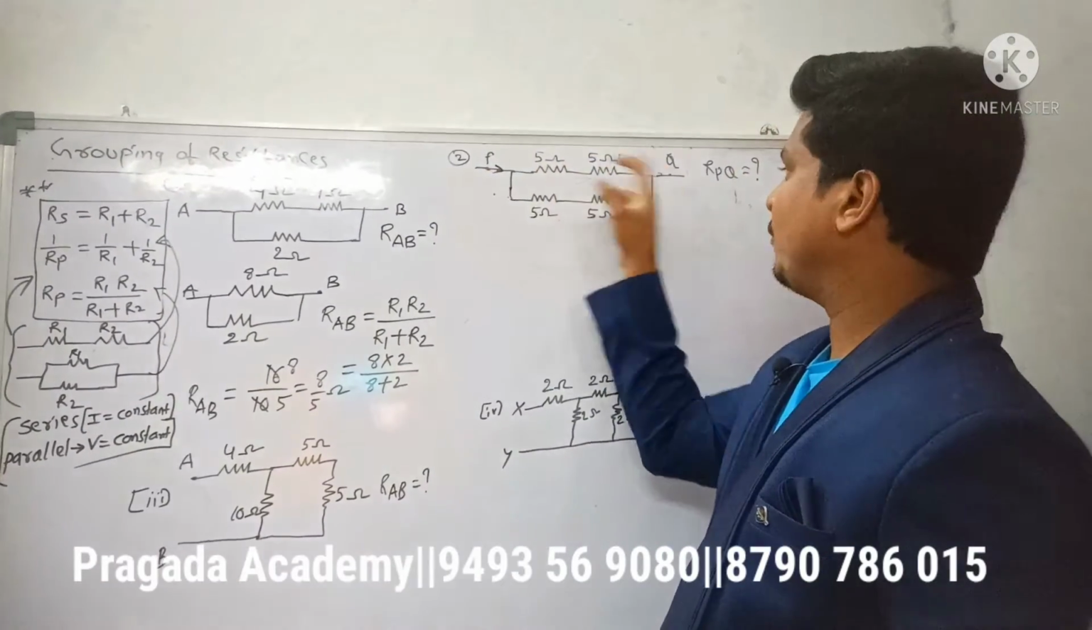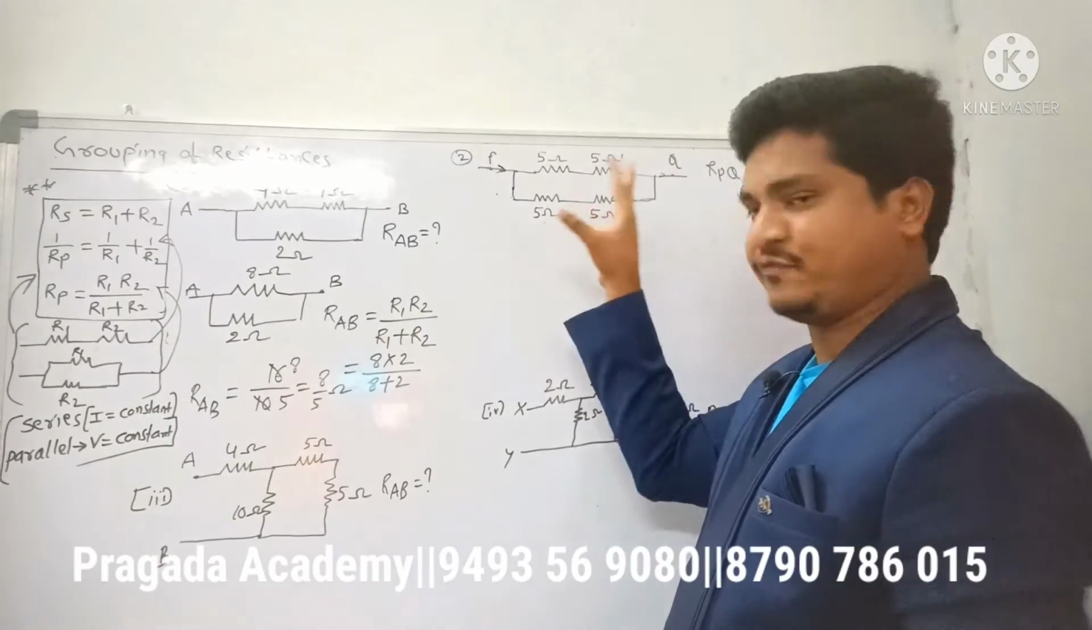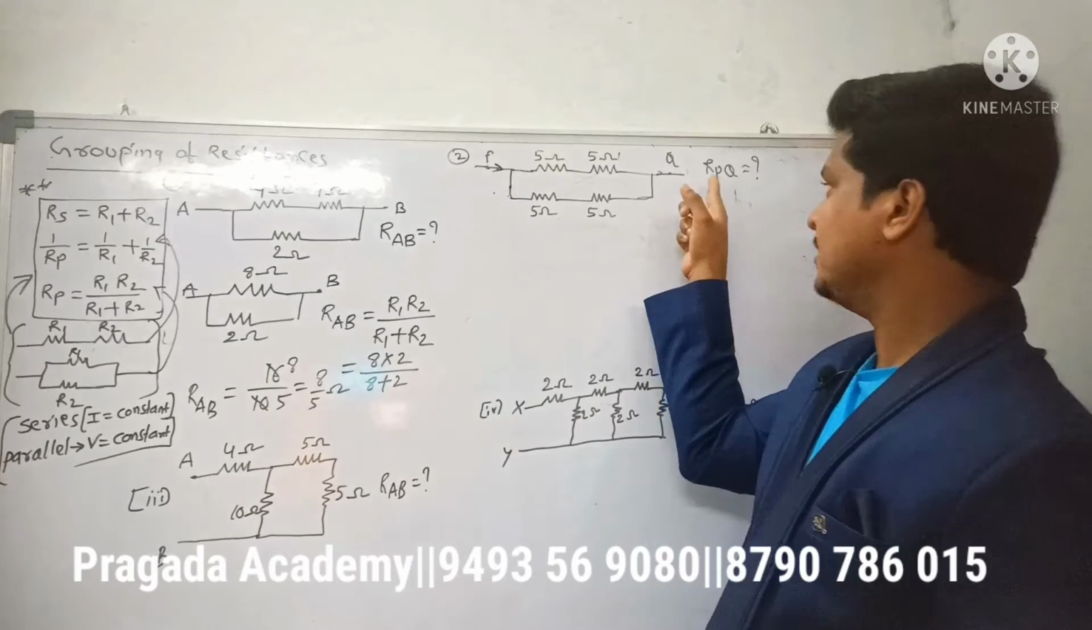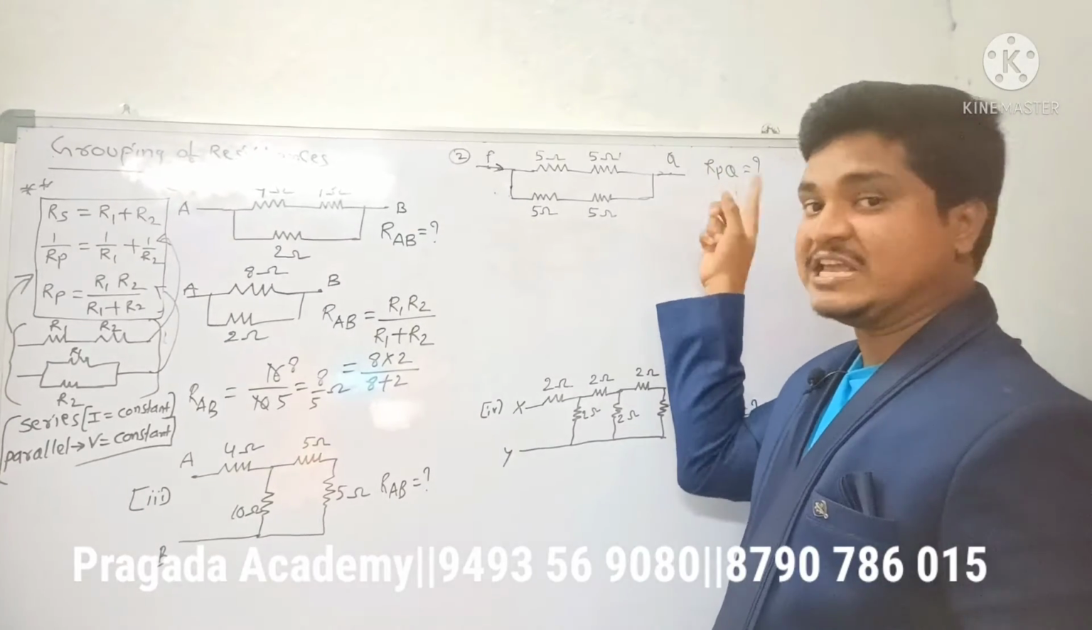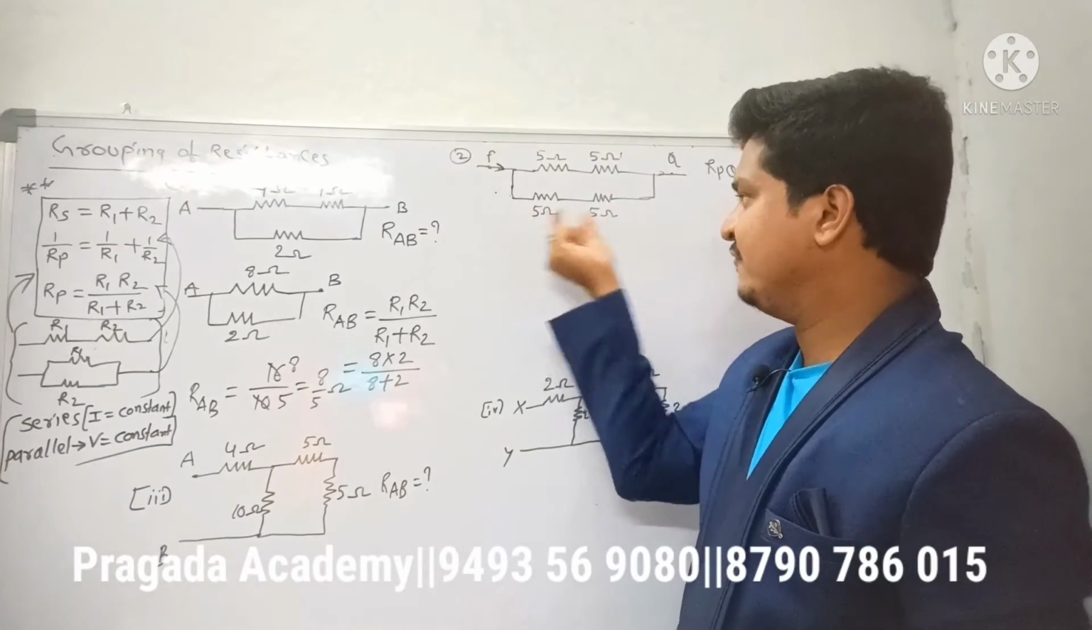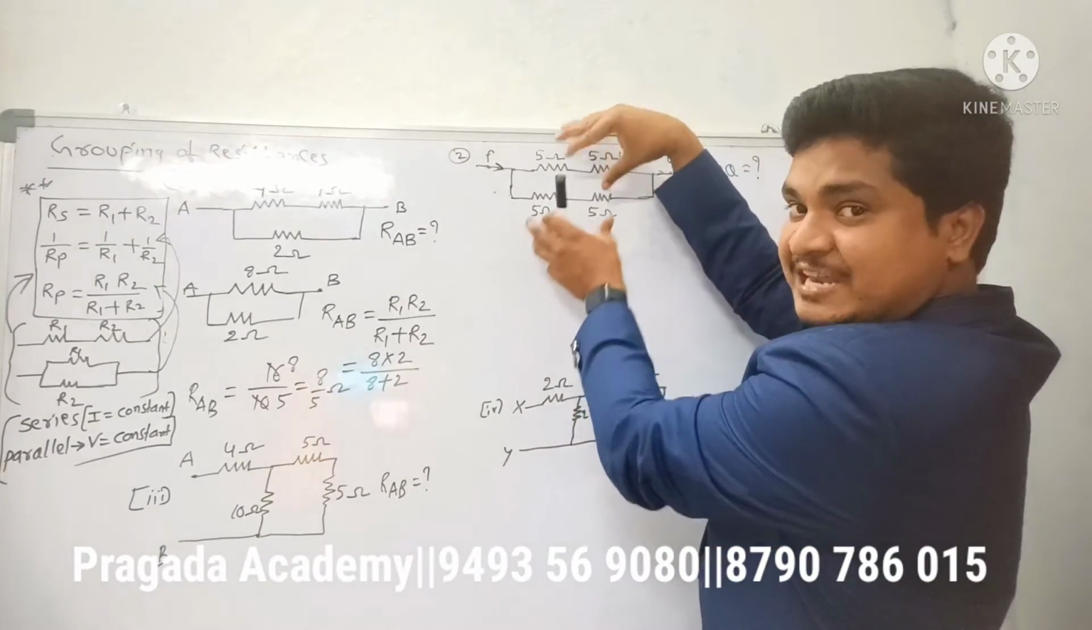Here P and Q are the points. In between, they connected the resistors in different combinations of series and parallel. So here, they asked to find RPQ. RPQ is nothing but the equivalent resistance between P and Q. Here 5 in series and 5 in series, and those two combinations are in parallel.